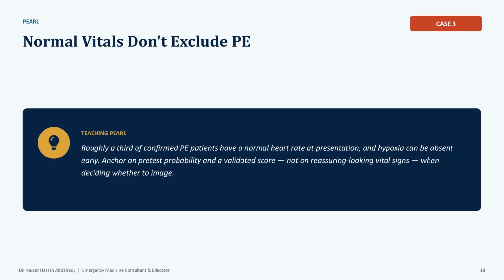The pearl here: about 1/3 of confirmed PE patients have a normal heart rate at presentation, and early hypoxia can be absent. Anchor on your pretest probability and a validated score, rather than potentially misleading vital signs, when you're deciding whether to image.